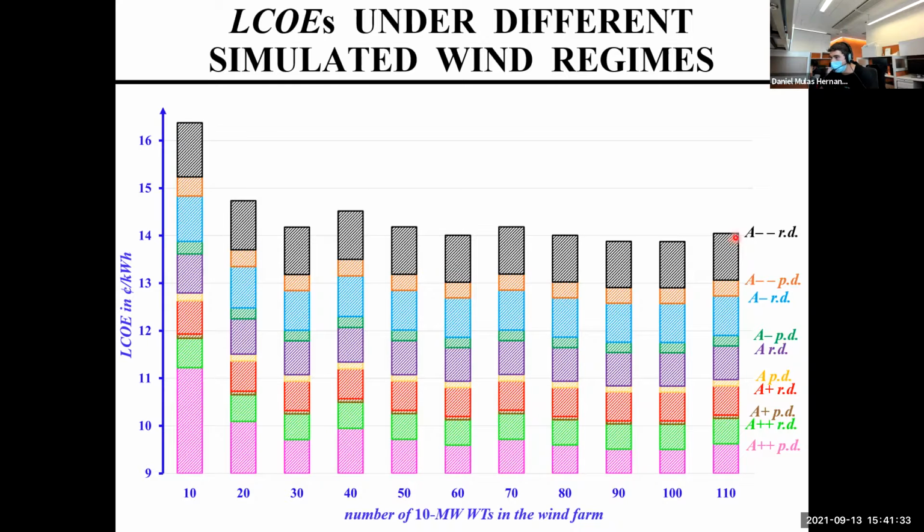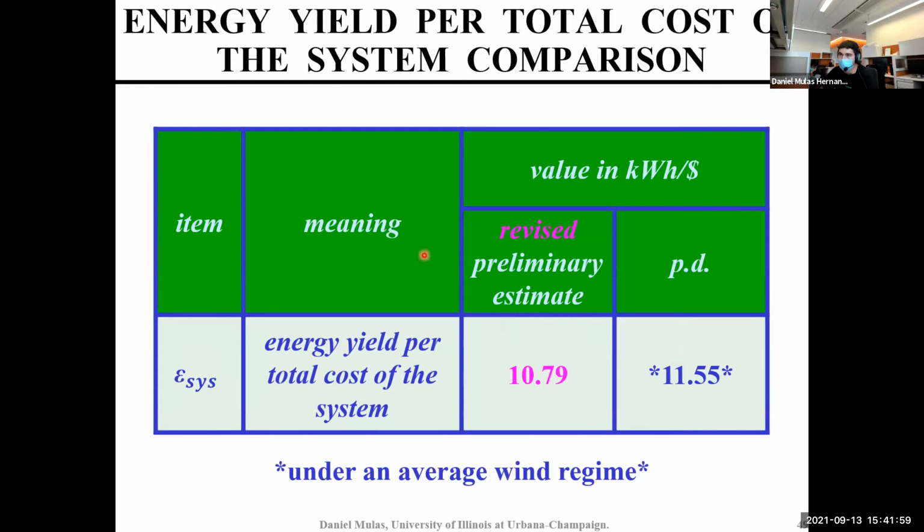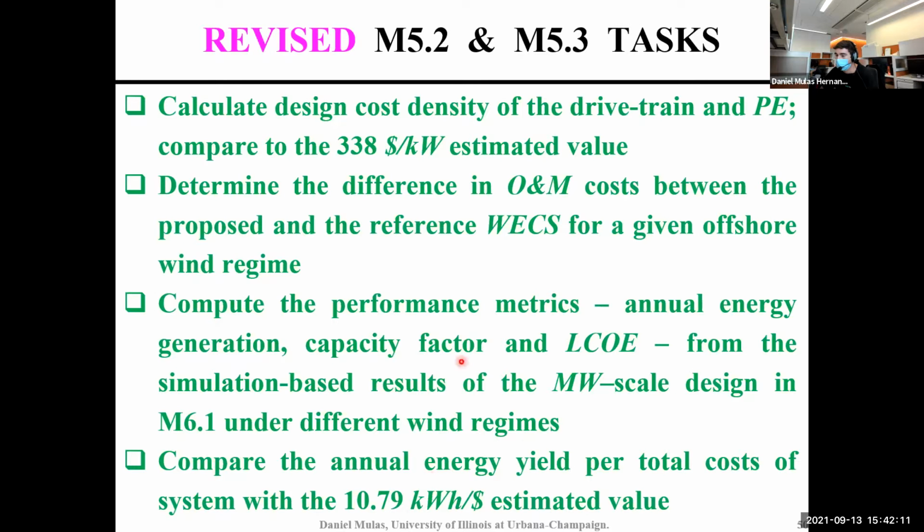Just to make sure that we understand the LCOE value, for example, the black is the case scenario where the wind regime is A and we are using the reference design. It's the upper part of the bar. And now we could say that the third task is accomplished. And finally, for the energy yield per total cost of the system comparison, we also obtain a higher energy yield per total cost of the system under an average wind regime. So we could say that we have accomplished all the tasks that we had to do for this quarter.